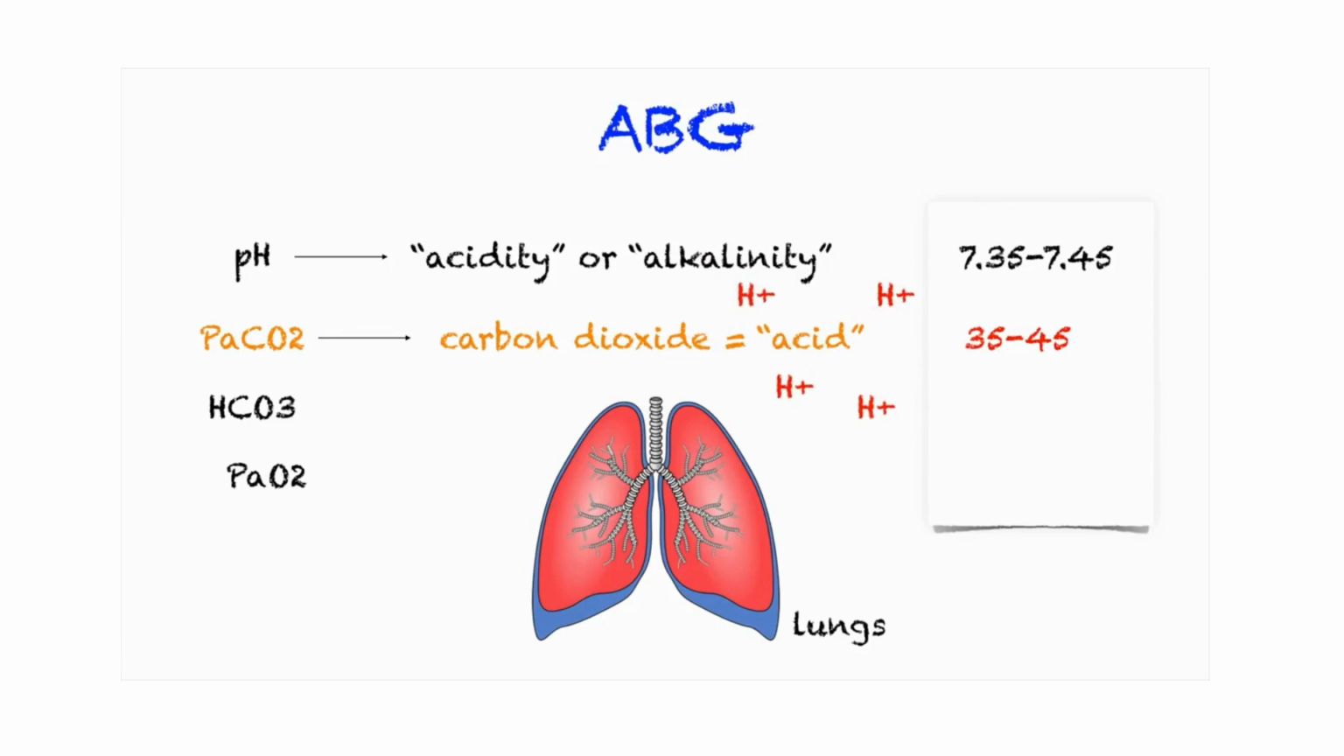We're not going to discuss biochemistry here, but all I'm saying is that the more carbon dioxide you have in your blood, the more acidic your blood is. If you look at your normal value here, 35 to 45, if your number is above 45, which indicates that there is more carbon dioxide in your blood, then your blood tends to be on the acidic side. On the other hand, if your value is less than 35, your blood tends to be on the basic side.